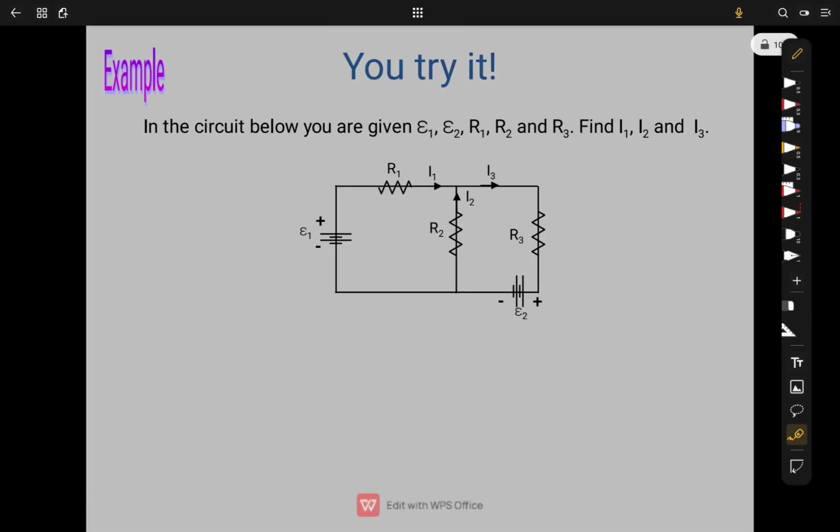So, ECE2A, this is set as your activity for today. So, in this circuit below, you are given E1, E2, R1, R2, and R3. So, pinapahanap sa atin yung ating I1, I2, and I3.